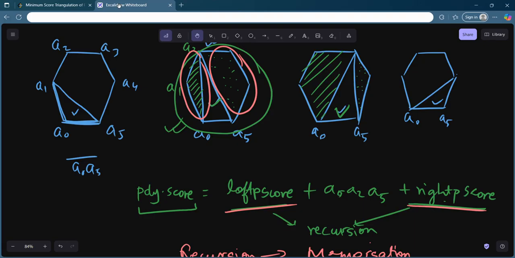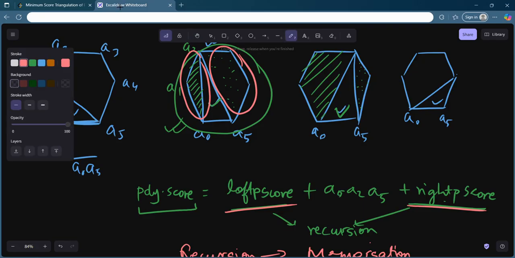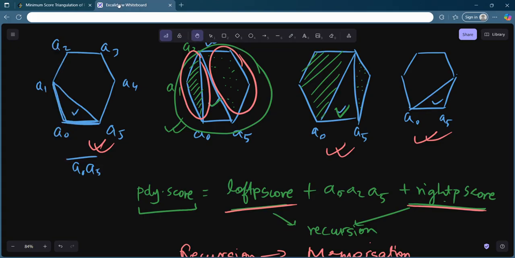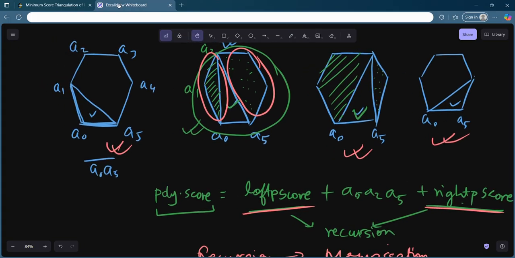So you get the idea of recursion, and the idea of dividing this polygon into a left sub polygon and a right sub polygon, and adding the score in between. See, this was only one possible case where you consider this thing. Now there is this case also, this one also, this one also, right? These all are there. So what you can do is go through a for loop and traverse through every one of these cases.